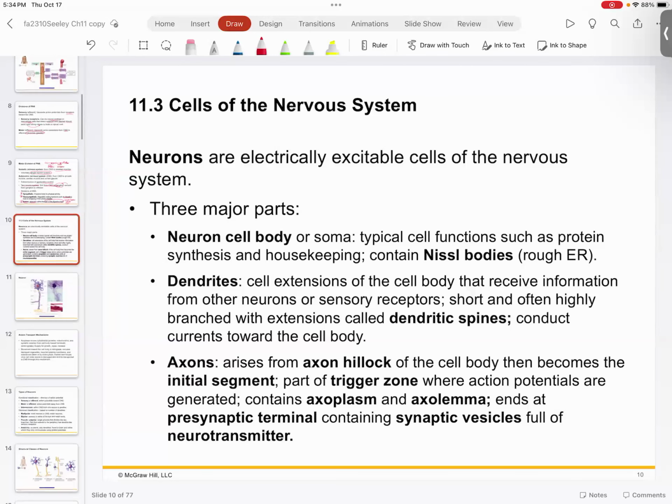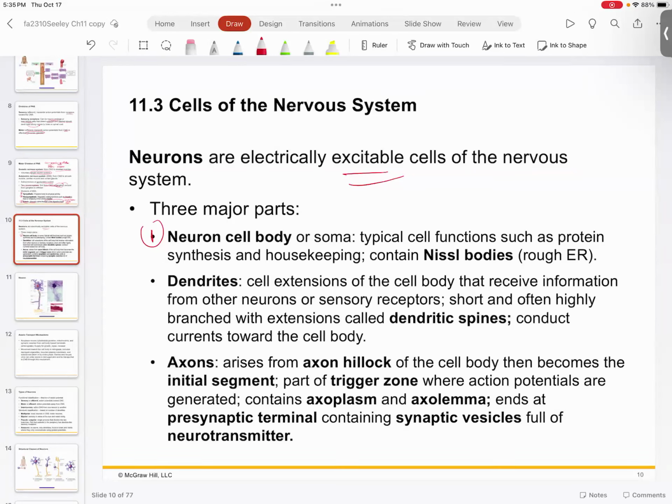Okay, so let's go ahead and review our neurons, like we did in our cell tissues chapter, just to refresh your memory. Remember, a neuron is our conductive, excitable cell, right? And we have a couple of major pieces to our neuron that are important. First of all, the cell body, or the soma. Soma actually means body.